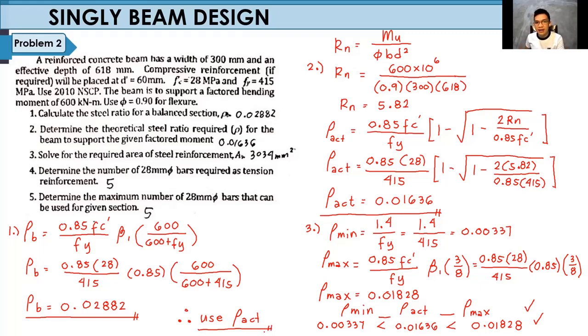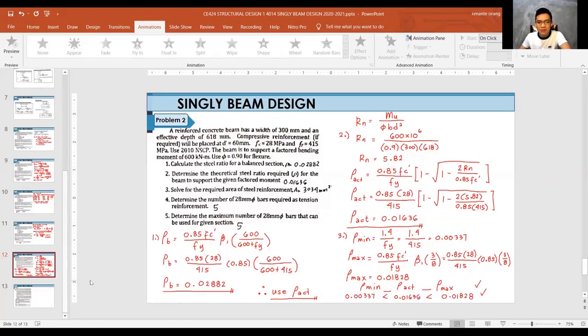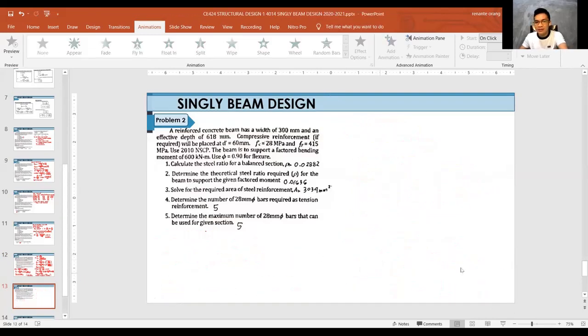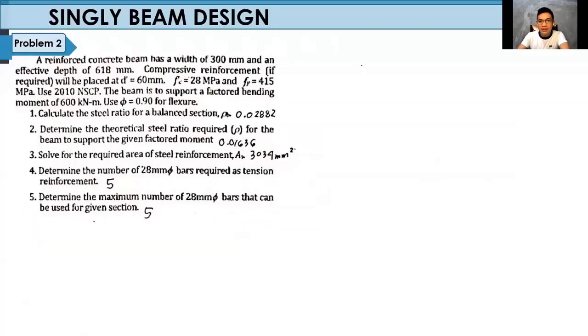0.01636. Ayan. So, I think hindi pa tayo tapos, kasi yung hinahanap is yung area ng steel. Hindi pa raw actual yan. So, therefore, next step pa. I think maliit lang ito na step. So, for number 3, we will be using raw actual. Raw actual natin is 0.01636.